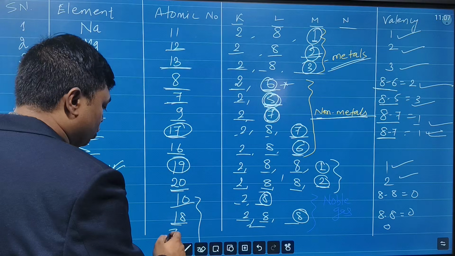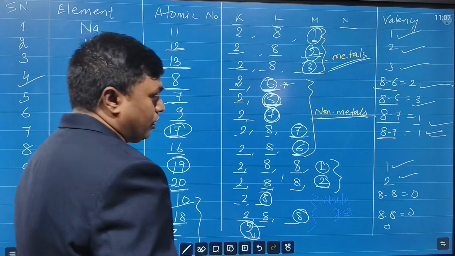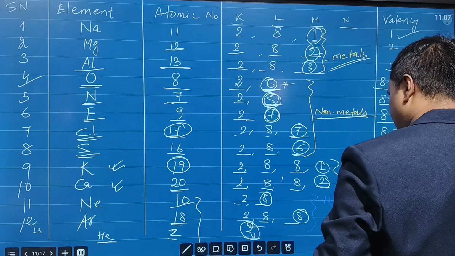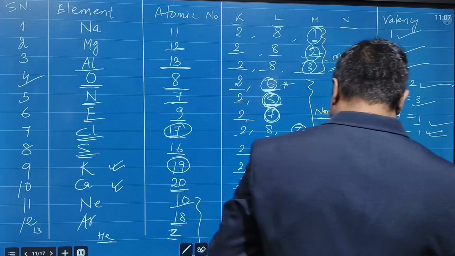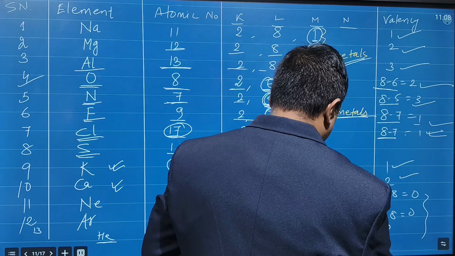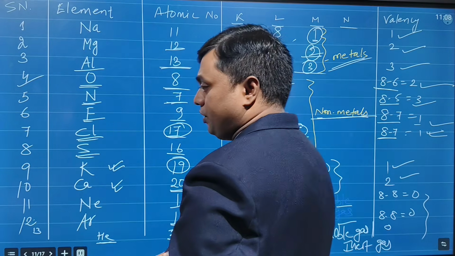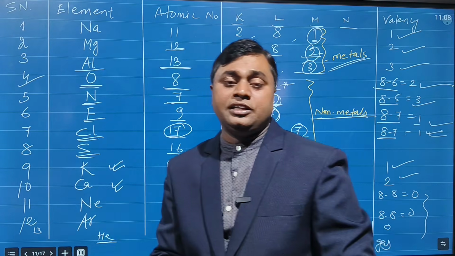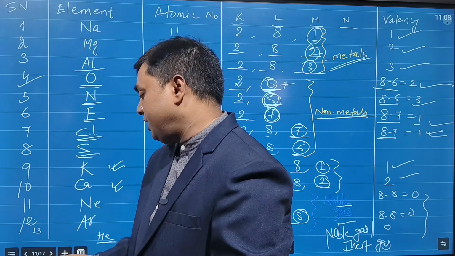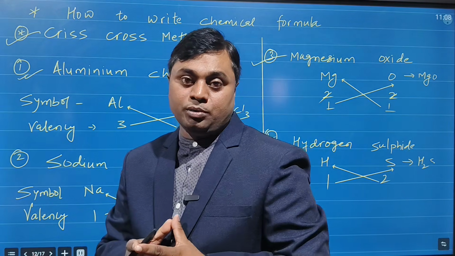Helium atomic number is 2. So it has 2 electrons in the valence shell only, first shell. So valency is 0 only. So these are also called noble gas. What are they called? Noble gas or inert gas. So if you know the valencies of various elements, symbols of various elements, then you can write the correct chemical formula, which is very, very important. So we are going to learn how to write the chemical formula.